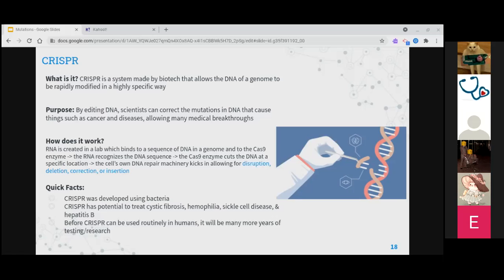To finish this up, let's go over some quick facts. First, CRISPR was actually developed using bacteria that had a natural DNA editing system. Also, aside from cancer, CRISPR has the potential to treat cystic fibrosis, hemophilia, sickle cell disease, and hepatitis B. However, before CRISPR can be used routinely in humans for the advancements it was made for, it will likely be many more years. Despite the benefits CRISPR may offer, there's lots of controversy over how ethical it is, since it is the actual editing of your genes, which could cause undesirable and unknown results, such as changes in future generations. That's all for advances made in biotechnology.